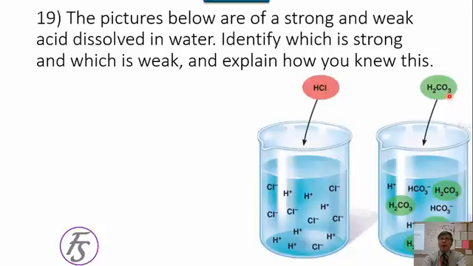Now over here we have carbonic acid, H2CO3. Carbonic because CO3 is carbonate, and ate becomes ic. So this is carbonic acid.